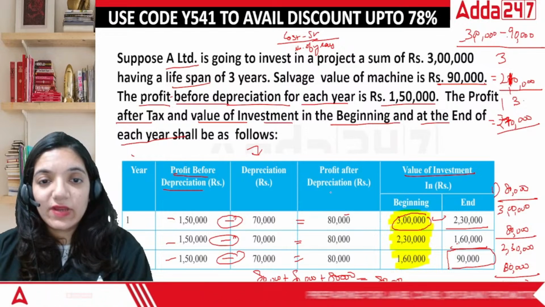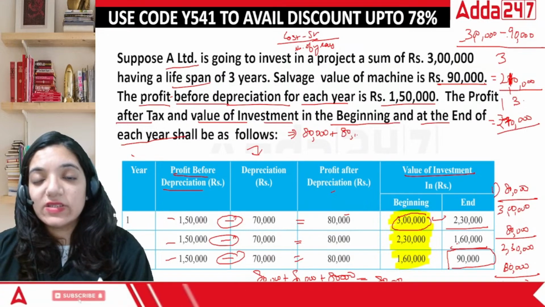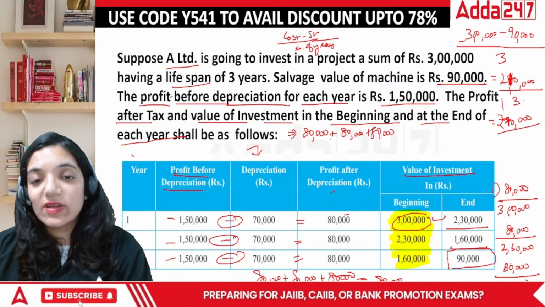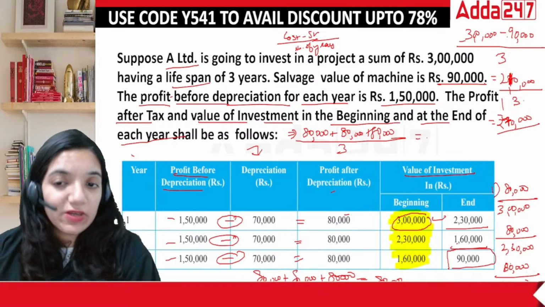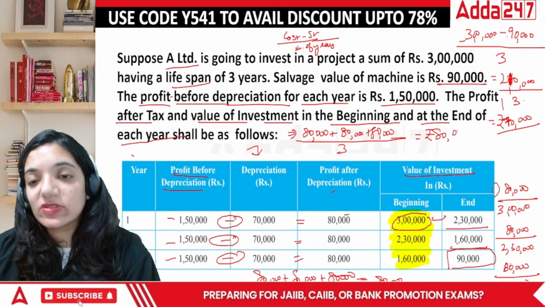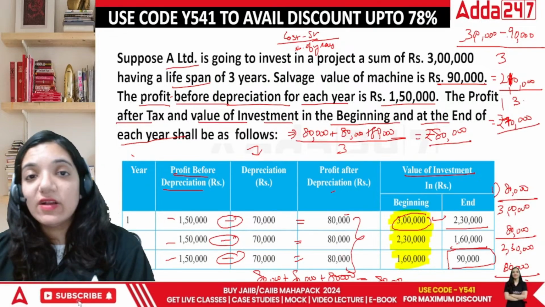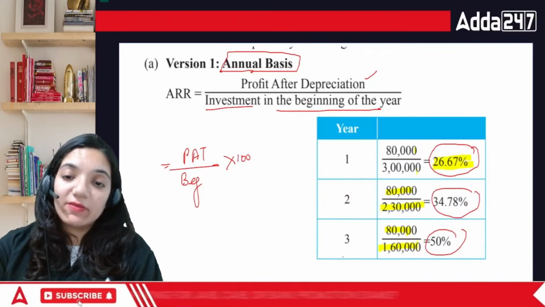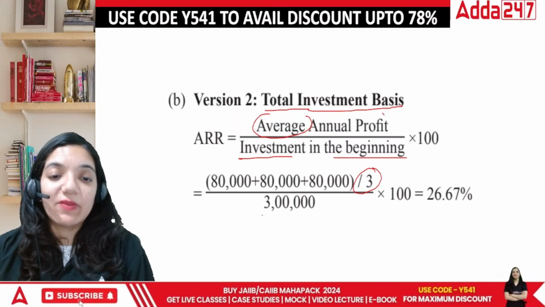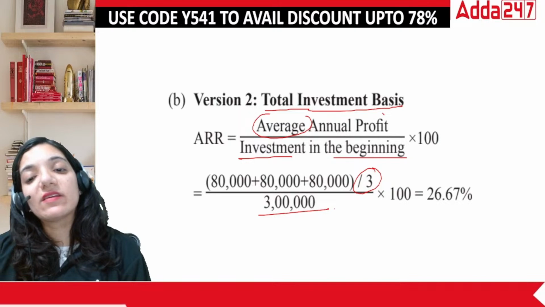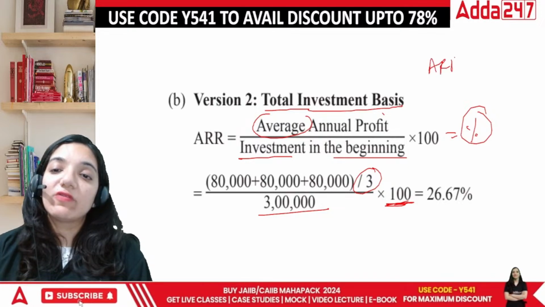So this would be 80,000 divided by 3 lakh. Acha, writing it over here now, everyone. 80,000 plus 80,000 plus 80,000 divided by 3. That gives us a total of 2,40,000 divided by 3. Again, the amount comes out to be 80,000. That means the value is 80,000 overall. You pick up that 80,000. This is your profit. Okay, total profit divided by 3 and divided by 3 lakh. That is your investment in the beginning, multiplied by 100. This has to be in percentage. Accounting rate of return is always in percentage.